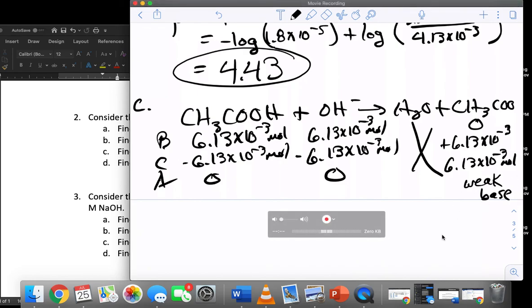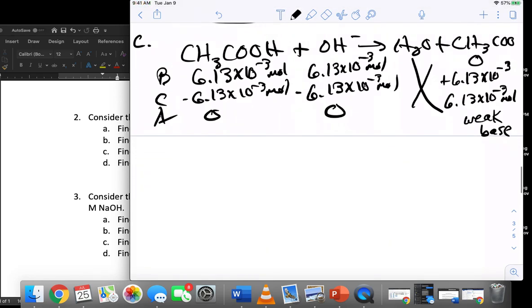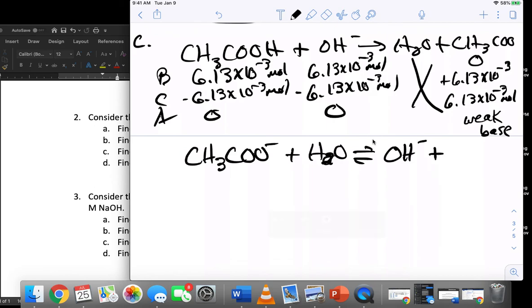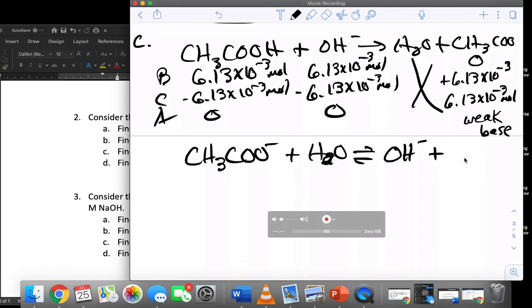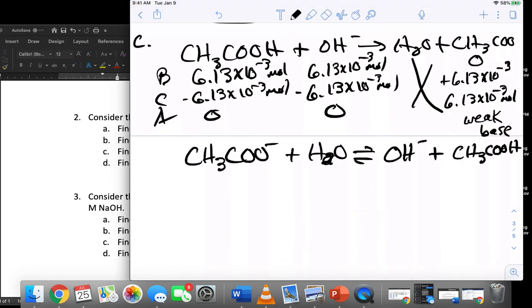And if I have a weak base, what's the reaction that's going to happen? Well, if I have only a weak base in solution and it's all in water, what I need to do is write a reaction of that weak base in water. And this is an equilibrium. And since it is a base, one of my products has to be hydroxide because it's going to pull a proton off the water. And that means my other product is going to be acetic acid again.